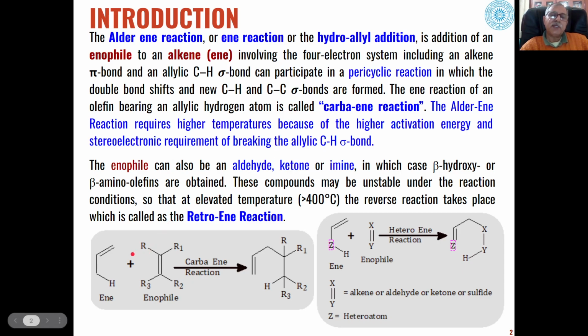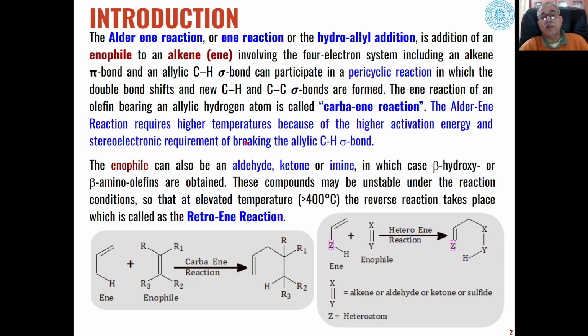So basically the Ene reaction is a carbon-carbon bond formation reaction, and the Ene reaction of any olefin having an allylic hydrogen atom is called a carbene reaction. So if we react alkenes with allylic hydrogen containing groups, then this will be called the ene reaction.